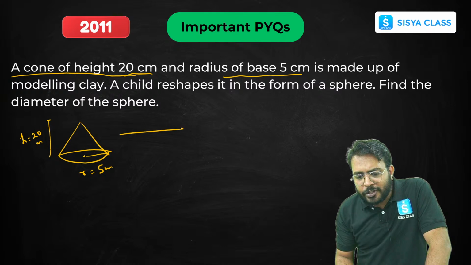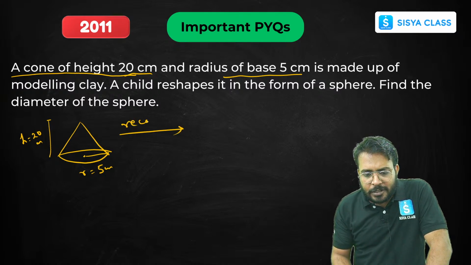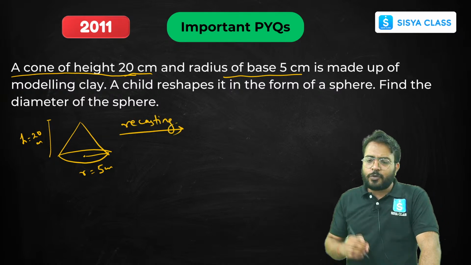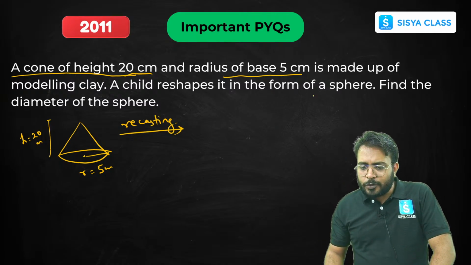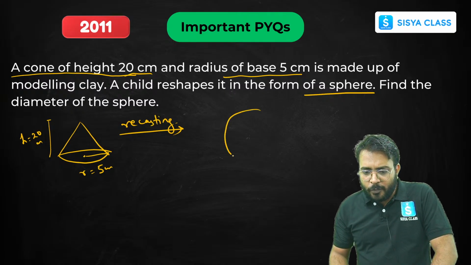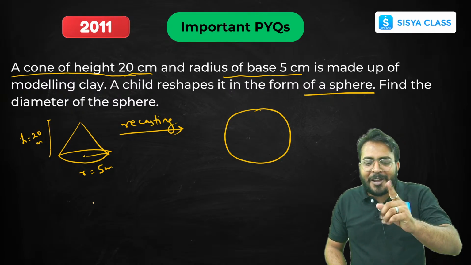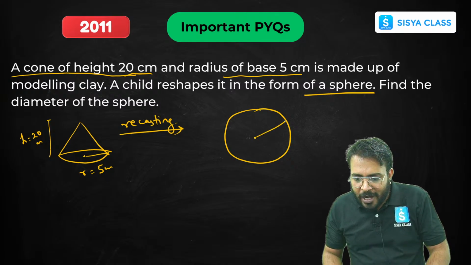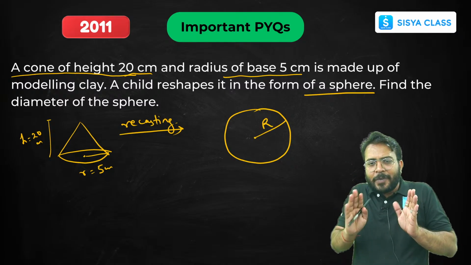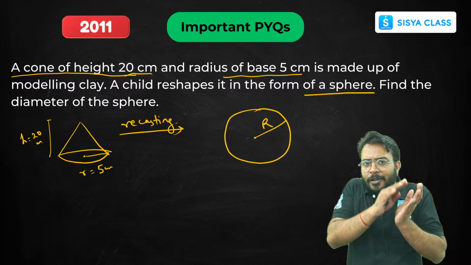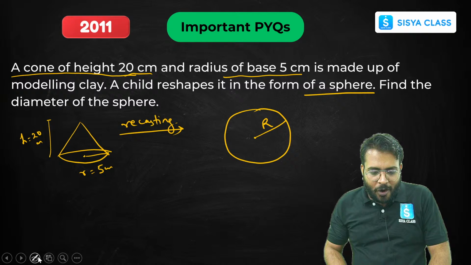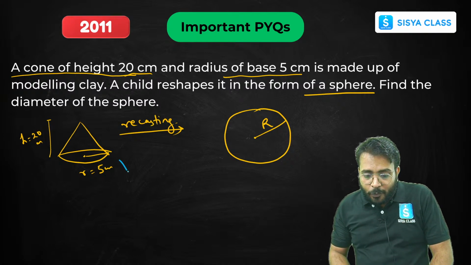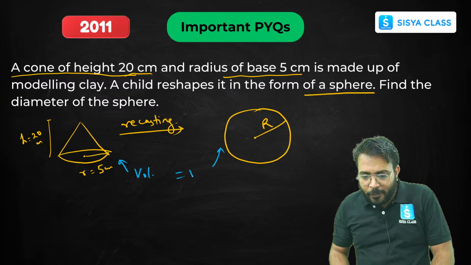Now you are reshaping it, or you can say recasting it, in a different shape, right? And in which shape are you recasting? You are recasting it to form a sphere. So find the diameter of the sphere. Here I don't know the radius of my sphere, but I know that when I am recasting it from cone to sphere, the volume is going to remain the same. Whatever the volume of the cone, the sphere is also going to have the same volume.